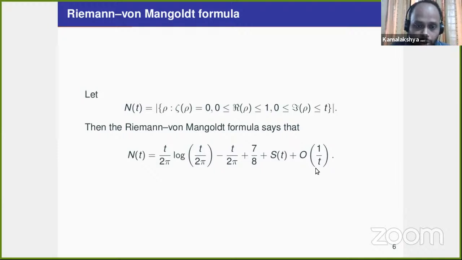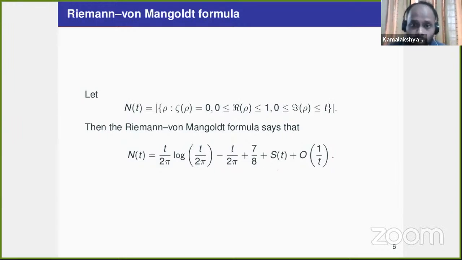We see that it's a formula involving elementary functions, S(t), and an error big O of 1 by t. Note that N(t) is a counting function. So for large t, this big O of 1 by t doesn't really matter, because it's a very small number, and N(t) is always a positive integer. So here we see that if we really understand S(t), then we have an actual formula for N(t). That's why S(t) is a very important function, and this is one example of why S(t) is important.